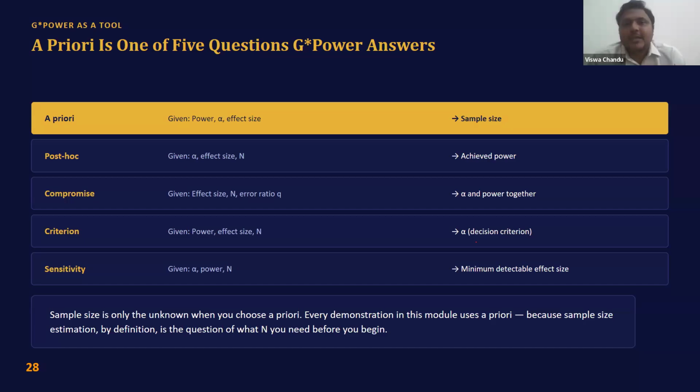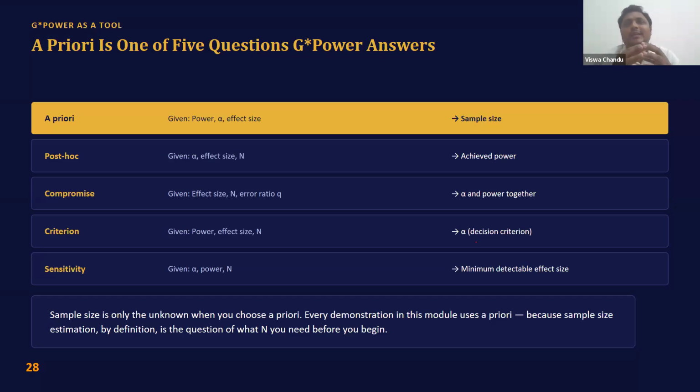So a priori, you have a given alpha, which you have chosen before you started your study. You have a chosen power, which is a complement of beta. There is no reason why G*Power lists it as power. They can instead list it as beta also, because it is a given beta which decides what your power is. And then you have a given effect size. Then you are trying to calculate your sample size. So this is one way.